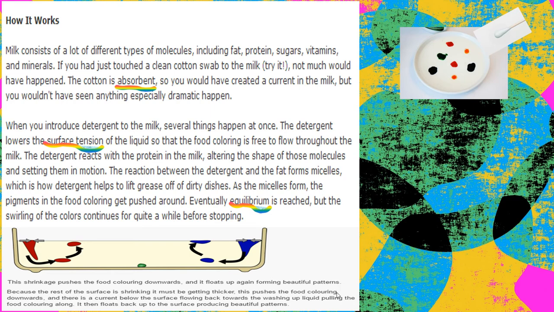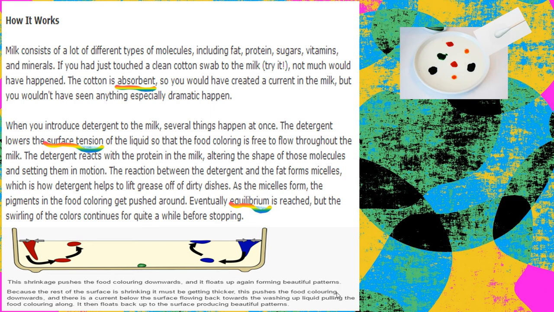But when you add something like the dishwashing liquid to the milk, several things happen at one time. The detergent lowers the surface tension of the liquid, which makes the food coloring flow freely throughout the milk. The detergent reacts with the protein in the milk, altering the shape of those molecules and setting them in motion, meaning they start to move around, swirl around, and make those pretty patterns.